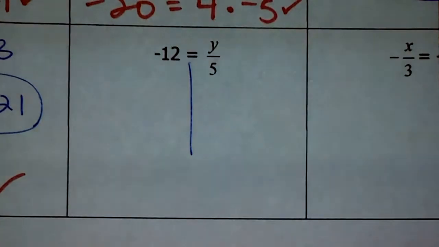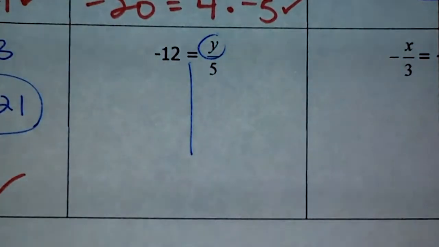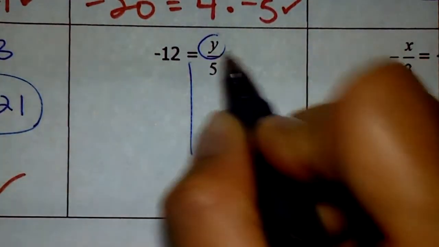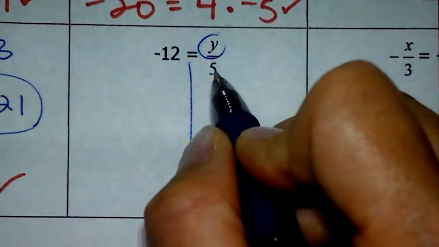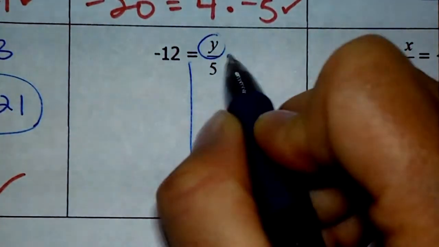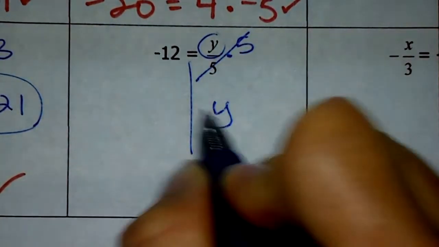I did that so that you understand it doesn't matter. I can get y by itself on the right-hand side of the equation too. It's okay. Y is being divided by 5. I want y alone. That means I want the 5 to go away, not the negative 12, the 5. To get rid of dividing by 5, I'm just going to multiply by 5. Then I can cross-cancel them to get y by itself.